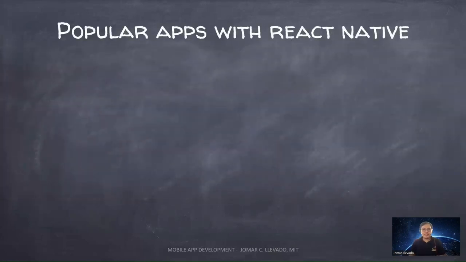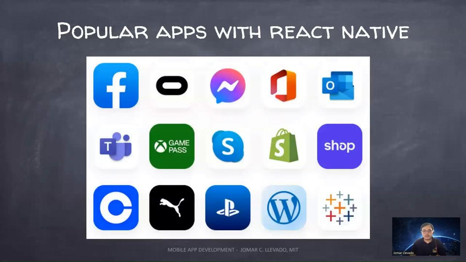So here are some of the popular apps that were created using React Native. Here we can identify some popular brands. We can see Facebook, of course, because this was made by Facebook. We have Messenger. We have some recognizable brands like Microsoft Teams, Xbox, and Skype. What does this mean if you are a developer and this was showcased to you? It means that this framework is production ready. That is something that we can conclude upon seeing this.